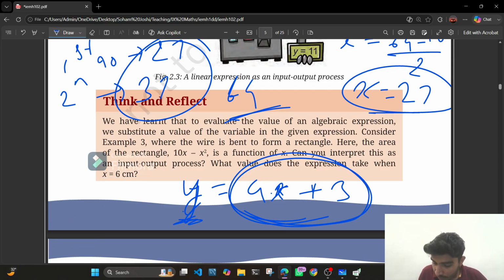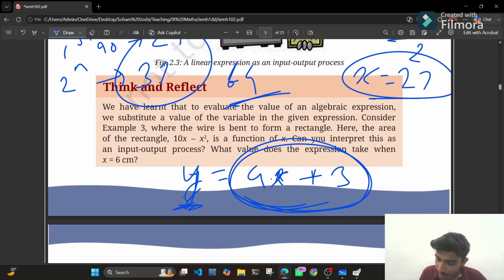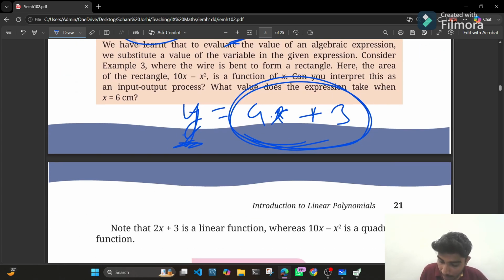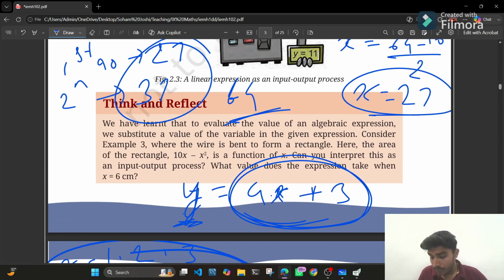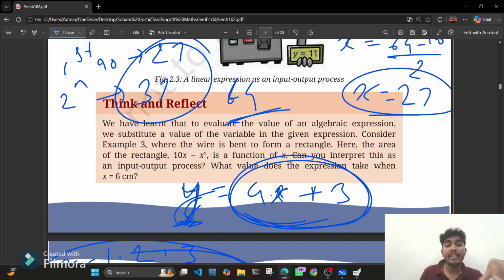So this is the function. मतलब अगर मैंने x को 1 डाला, so I will get y 7 मिला। x को मैंने 2 डाला तो मुझे y 11 मिला। अगर मैंने x को 3 डाला, 4 × 3 = 12 + 3, तो मुझे y 15 मिला। ऐसा vary कर रहा है। तो अगर मेरा एक linear polynomial की वजह से मेरा एक variable vary कर रहा है, so that is a function of that variable. So basically 4x + 3 is a function of x.